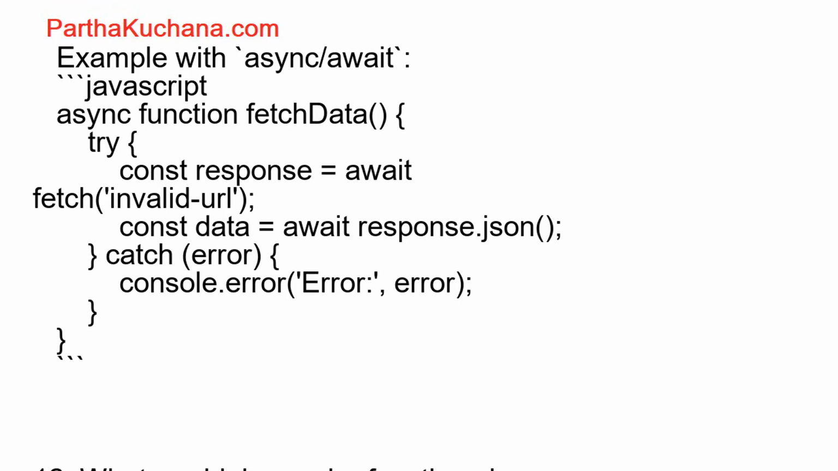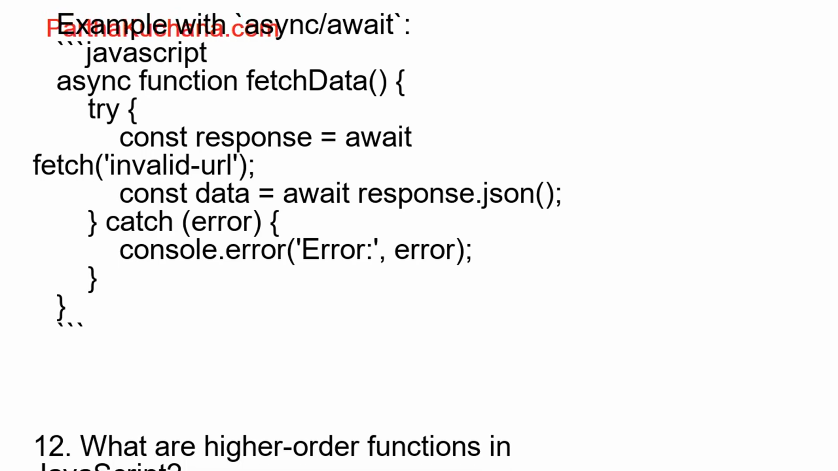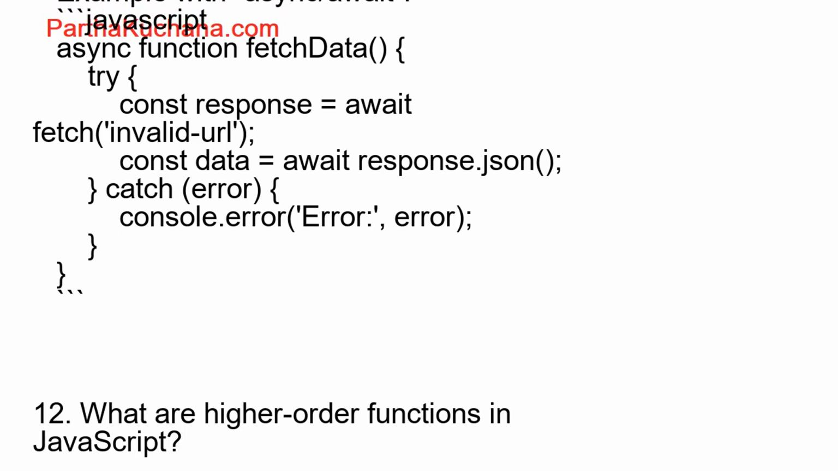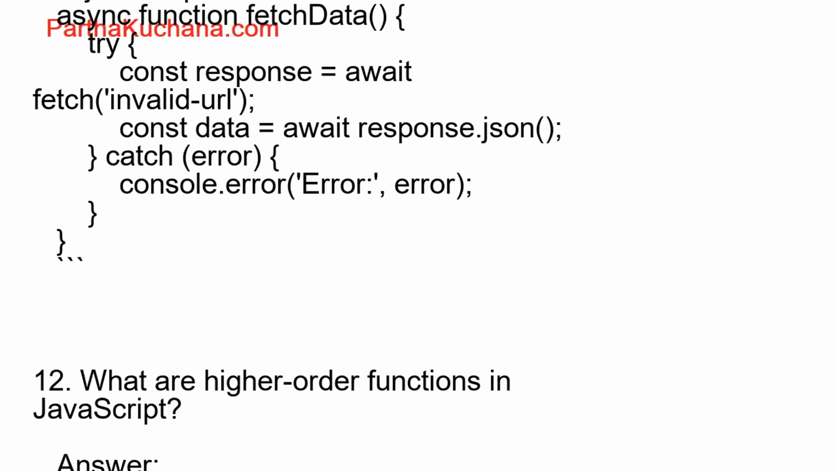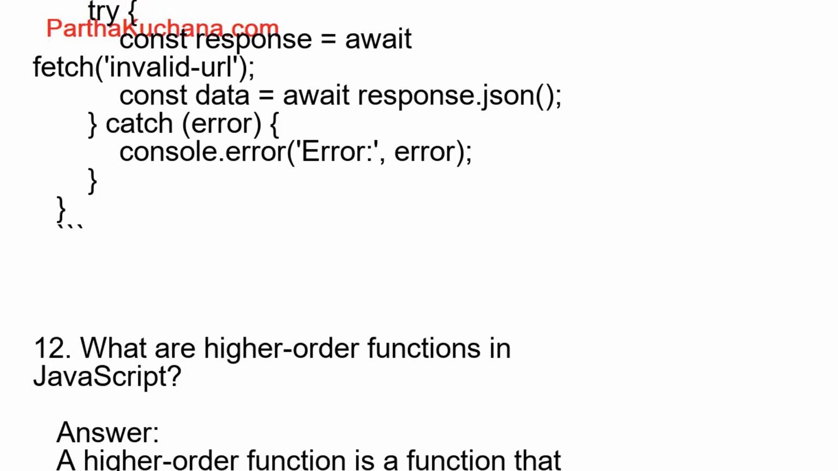13. Explain the concept of currying in JavaScript. Answer. Currying is a technique in JavaScript where a function with multiple arguments is transformed into a sequence of nested functions, each taking a single argument.